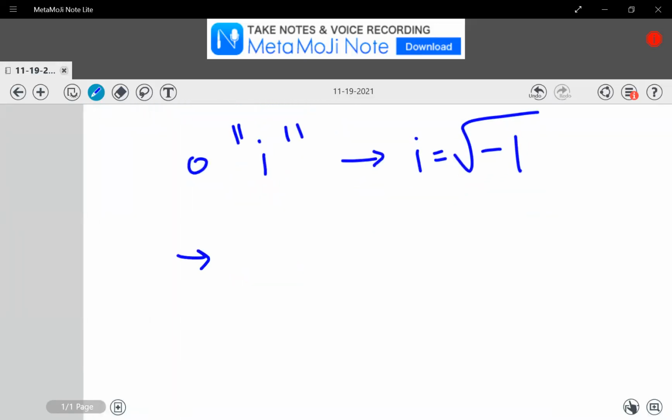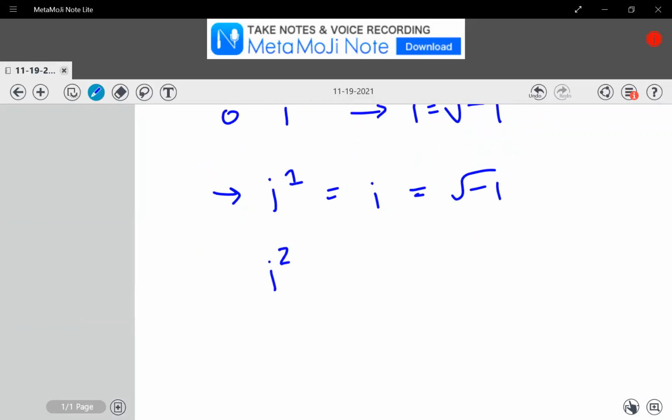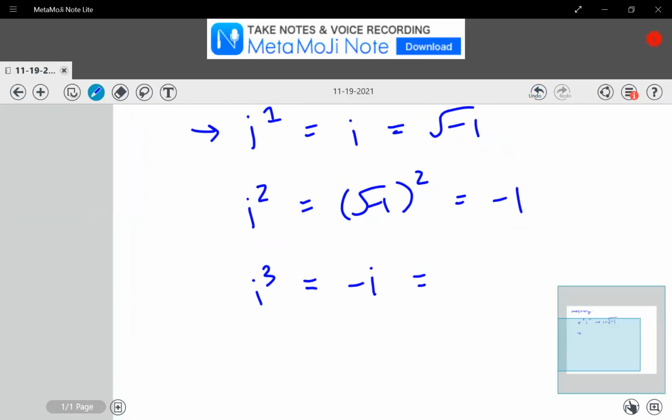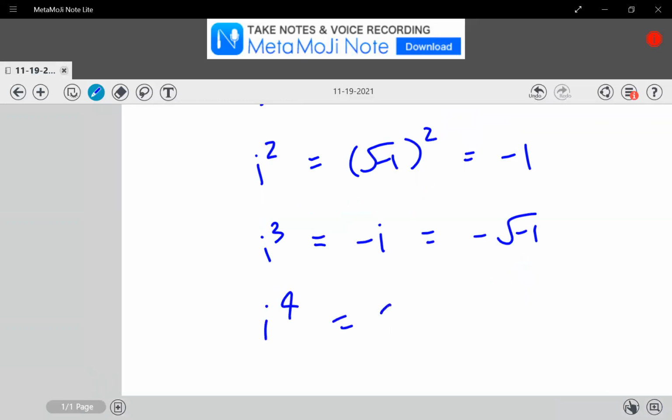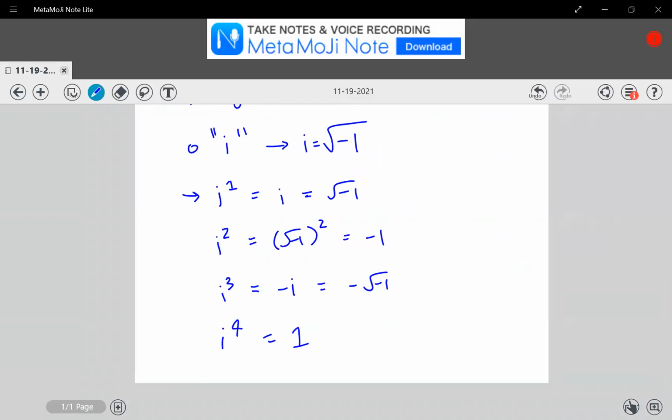Now then, here's some basic things you should probably memorize, okay? i to the power of 1 equals i, the square root of -1. i to the power of 2 is equal to -1. i to the power of 3 is -i, okay? That's just going to be negative square root of -1. All right? And i to the power of 4 is equal to 1. All right? Memorize this relationship.